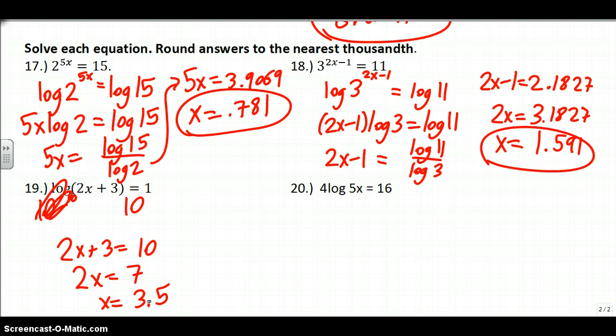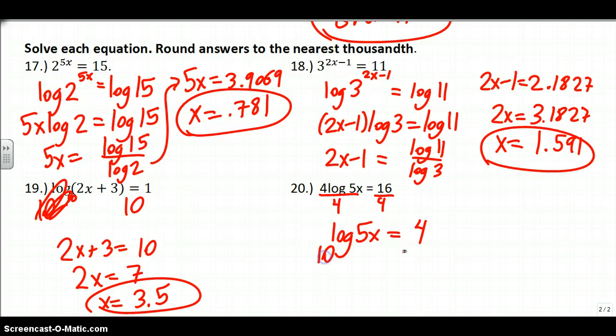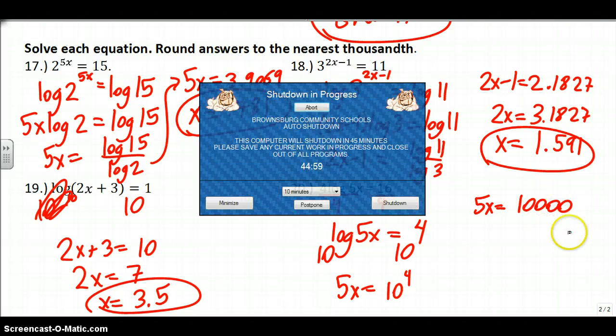And don't forget to round to the nearest thousandth. Don't work too hard on that. Okay. So this one, again, the log has to be by itself. So you divide both sides by 4 first. It'll make life easier. Log of 5x equals 4. Bump that base. Again, the 10 and the log will cancel, so that's 5x equals 10 to the 4th, which is actually 10,000, which is kind of nice.